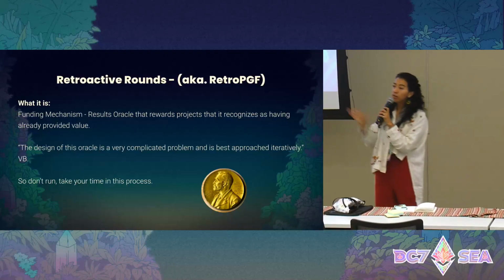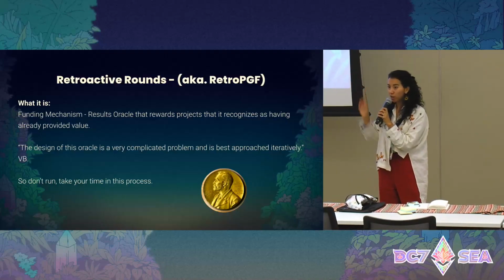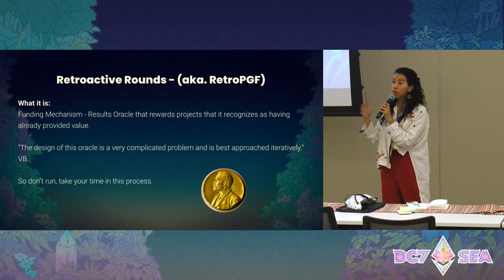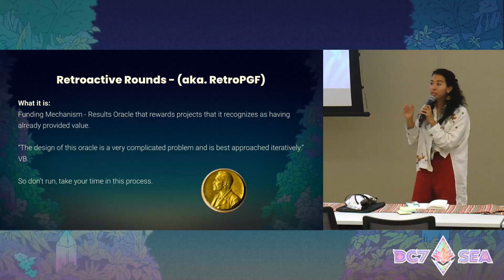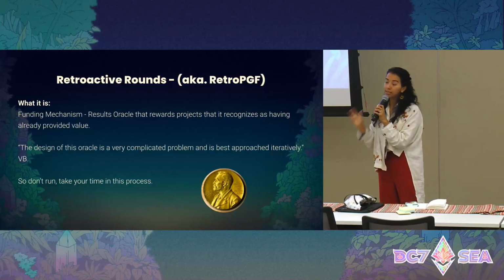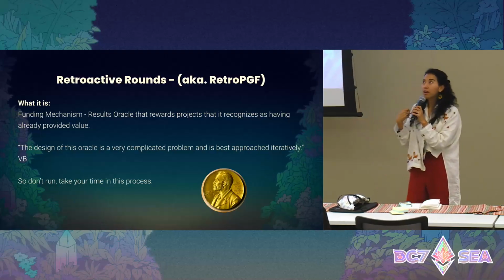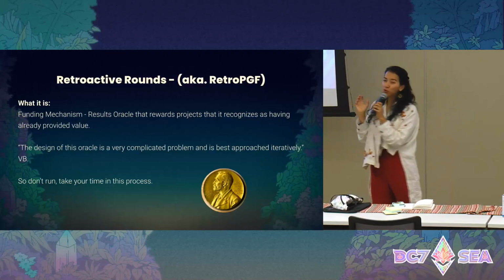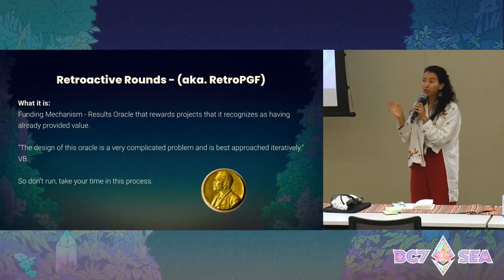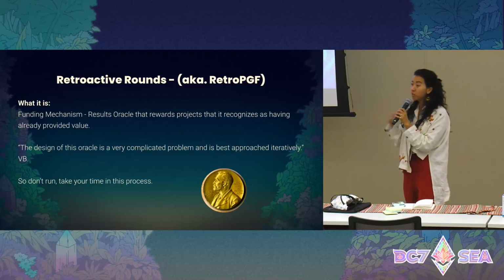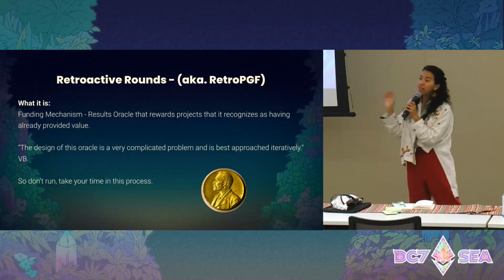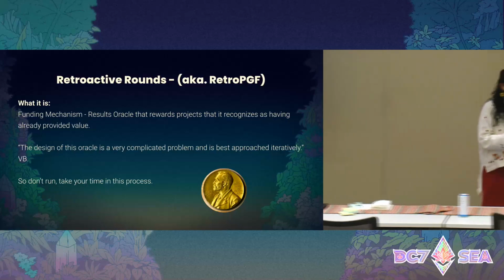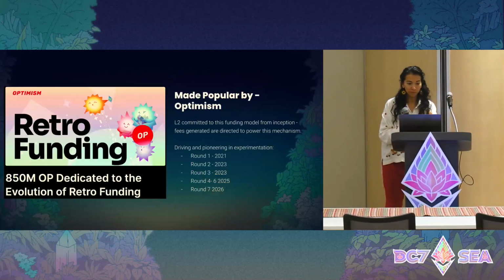So one of the things that I suggest for all of those thinking of running retroactive rounds is that this is an iterative process and it takes time. It is resource intensive. It's not going to be perfect the first time. It's going to require several iterations, and you will need to take your time in going through this process.